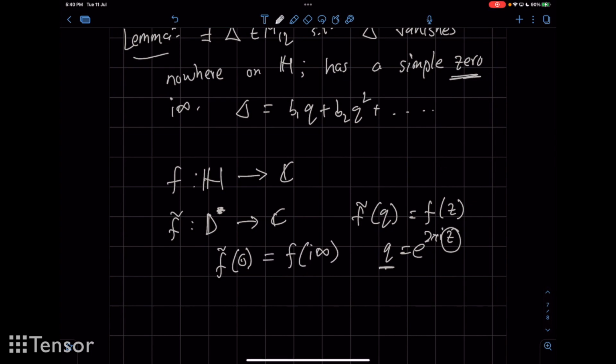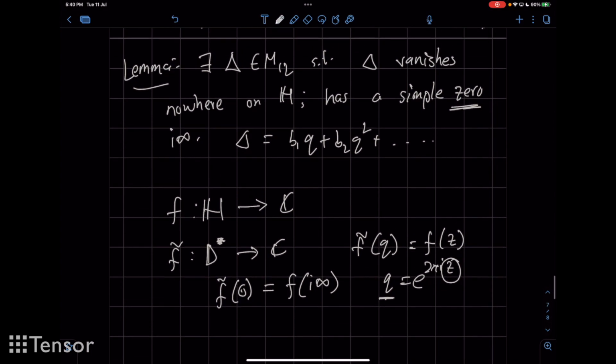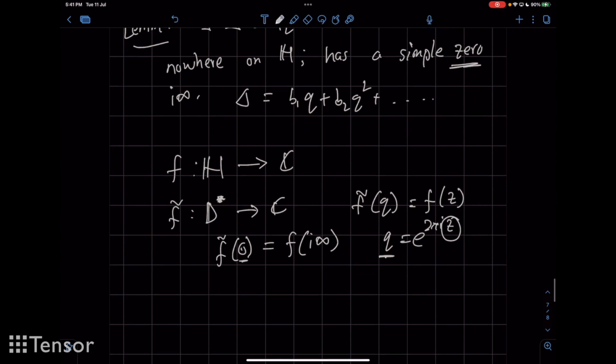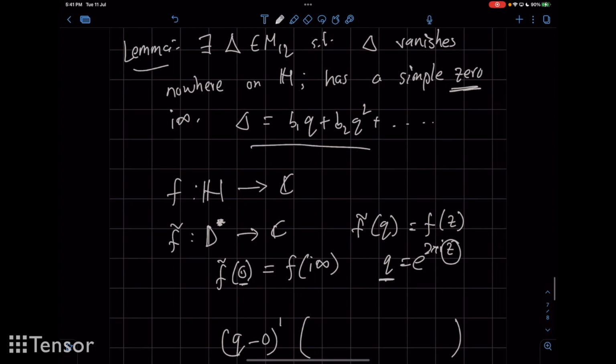When I write that delta has a simple zero at i infinity, I mean that the q expansion of delta has a simple zero at the origin. Since it's a simple zero, the order of the zero is 1, so we can factor out q minus 0 to the power 1. That's what it means. As I said, I probably should have written b1 q plus b2 q squared, but we can always scale that out. So it's just q plus b2 q squared.